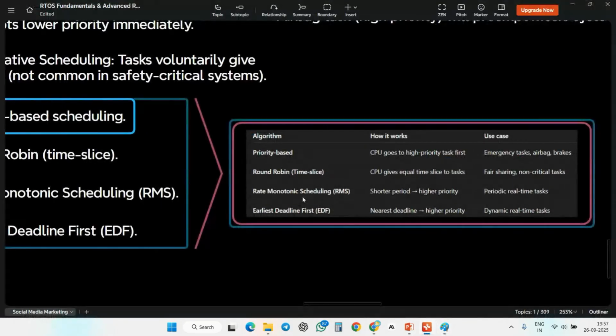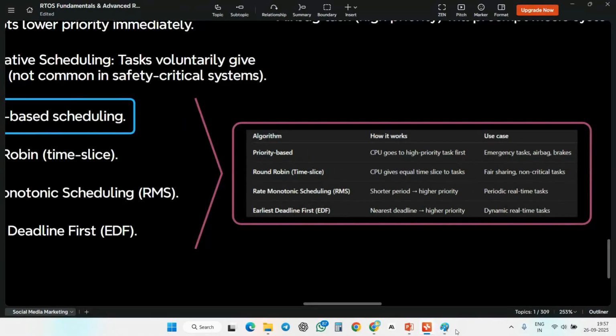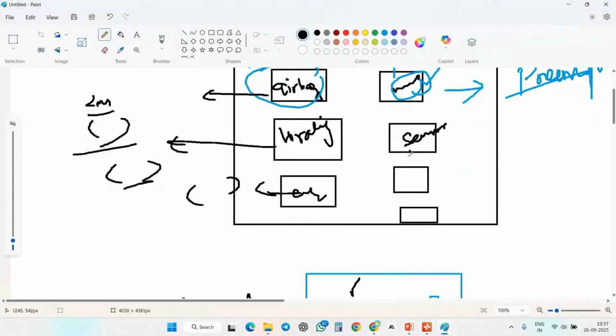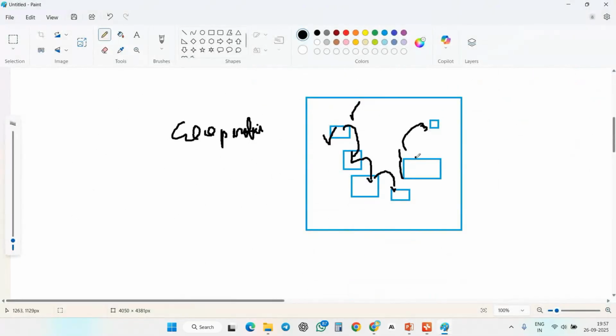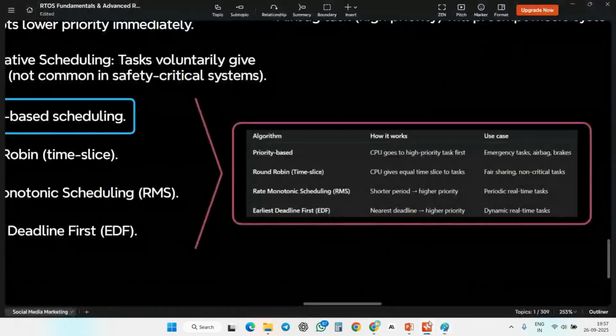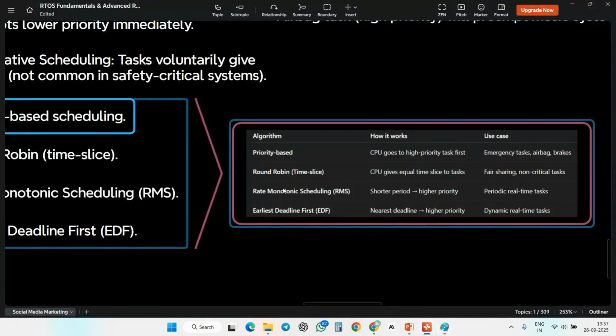And rate monotonic scheduling means whenever you have multiple tasks, the task with the shorter period will be completed first. Whenever a task has a very short period, it will try to complete that task first. That is called rate monotonic scheduling.